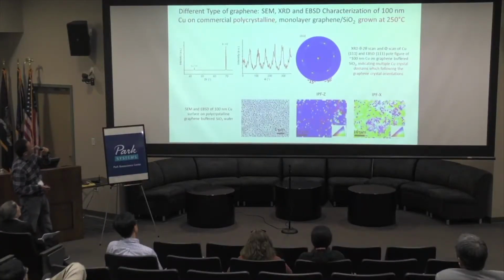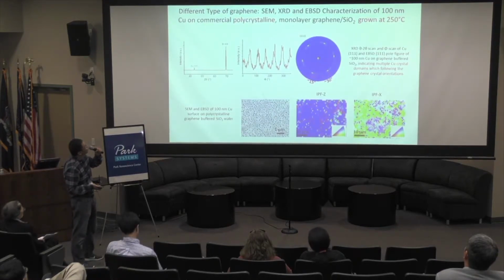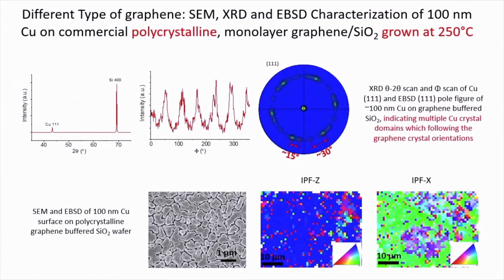In this slide, we also grow the copper films on commercial polycrystalline graphene. We want to see if the copper crystal orientation follows the graphene orientation or not. Yuxiang already talked about this commercial graphene in his presentation. Basically, it has main domains, a secondary domain rotated 30 degrees, and possibly third domains rotated like 30 degrees.